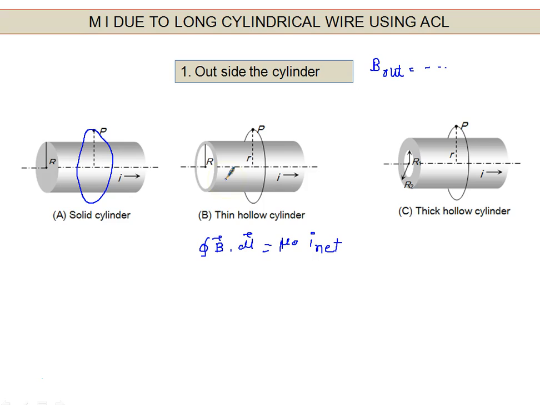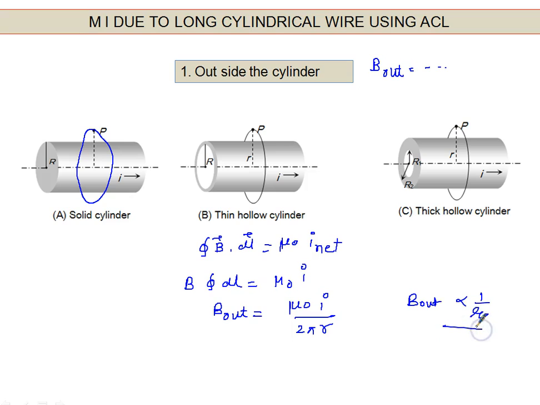Everywhere I can say B and dl are parallel to each other. So I can write B integration dl equals mu naught times the net current enclosed by that cylinder, which is the current flowing in this conductor, and that we have taken as I. So it is mu naught I. Finally I calculate B at outside. It can be written as mu naught I upon 2 pi r. It means we can say outside the region, in all the three cases, the magnetic field is inversely proportional to the distance from the axis. Okay, so let me show it on the next slide.